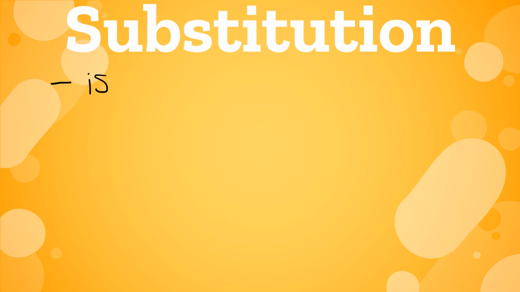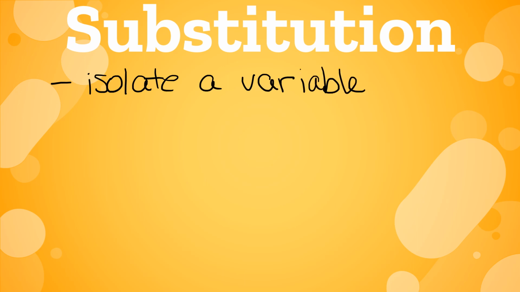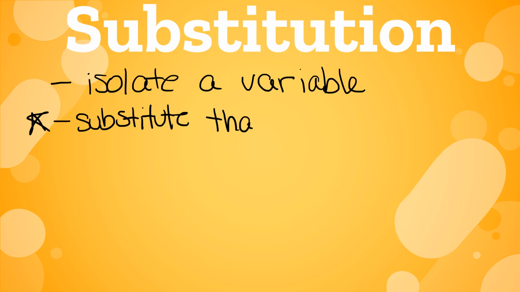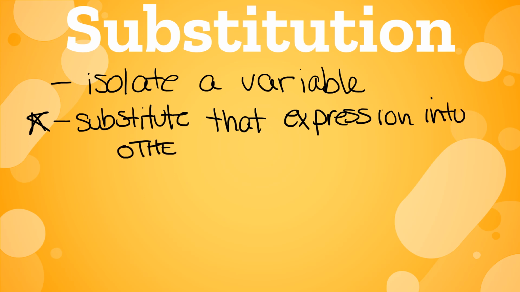So the first thing we need to do is isolate a variable. Now, sometimes one is already isolated. Sometimes you have to choose the best variable to isolate. Step 2, you're going to substitute. Here's where this main step comes in. You're going to substitute that expression that you got from step 1 into, and I'm going to write this in bold, the other equation, right?